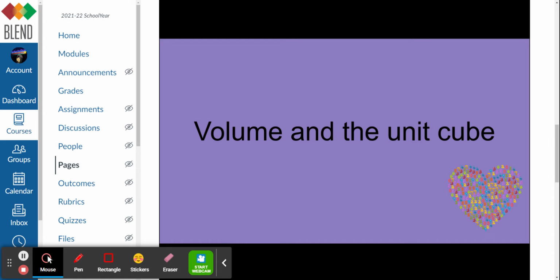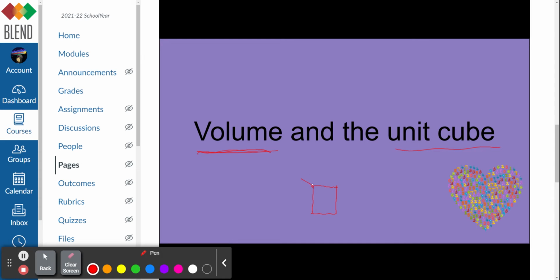Today we have a purple background, and we're going to talk about volume and the unit cube. All right, so first off, volume has to do with 3D figures. So we're going to be talking about 3D figures. So that's a unit cube.